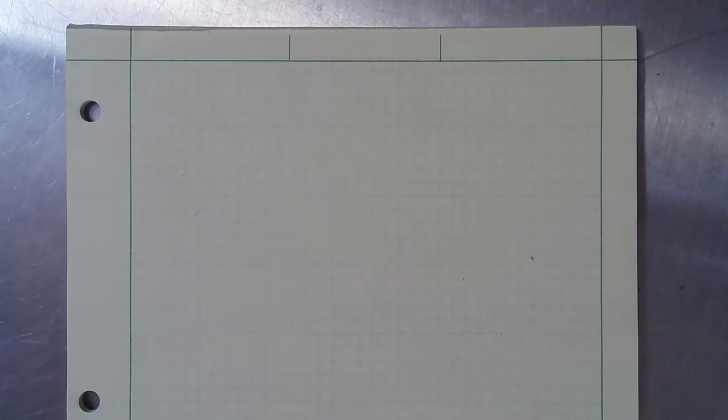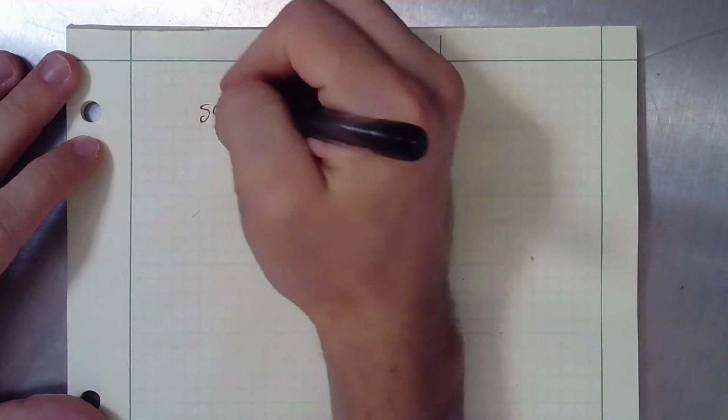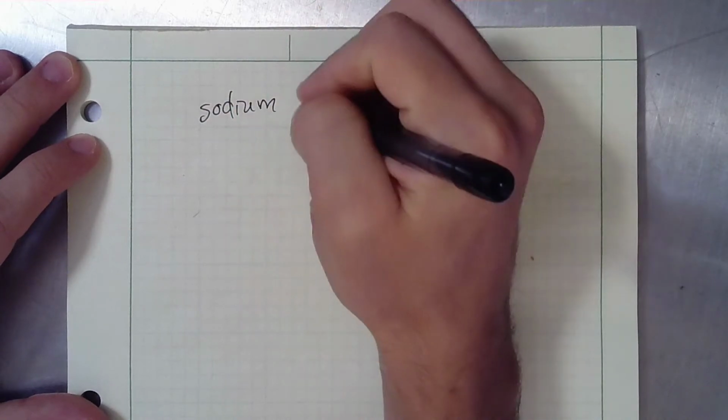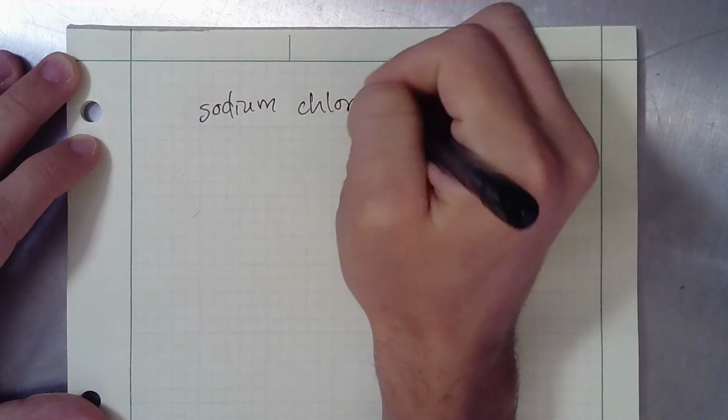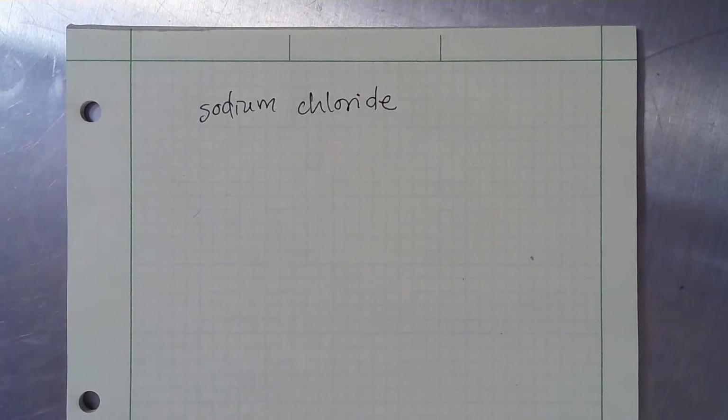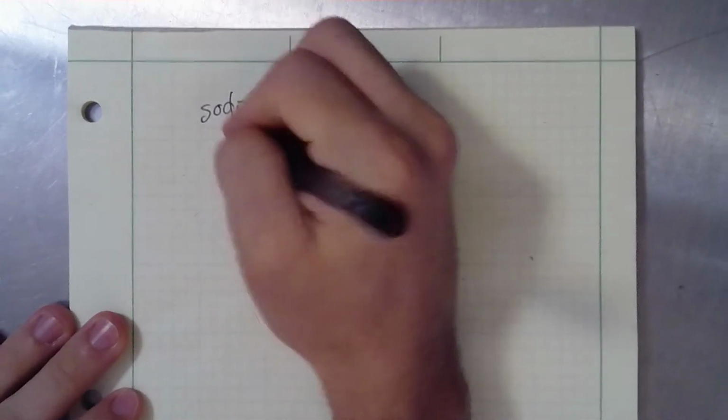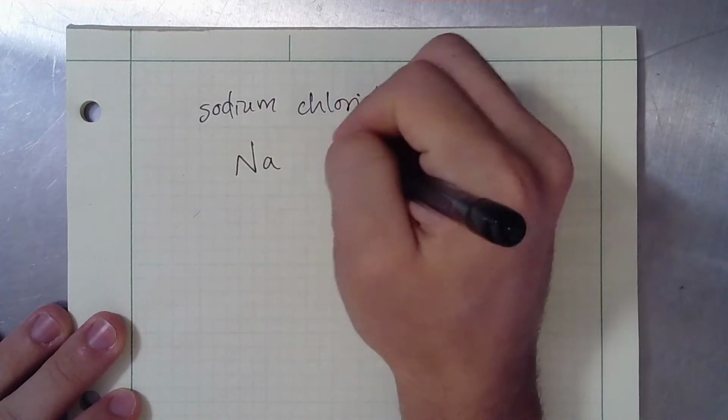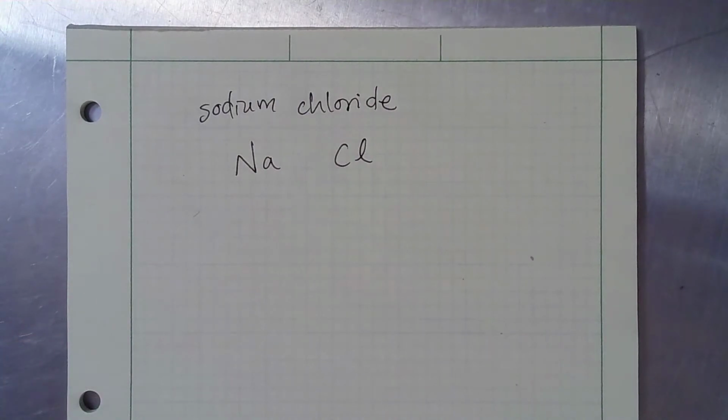All right, so the name of this chemical here is sodium chloride. It is made from sodium and chlorine. The first thing that I'm going to do is teach you how to draw something called a dot structure. These are very simple, very easy to make.